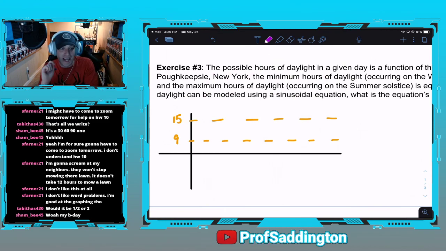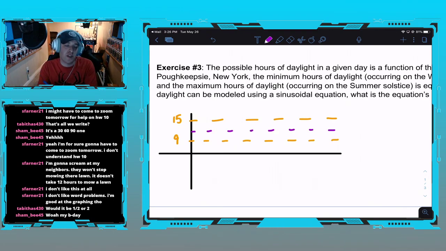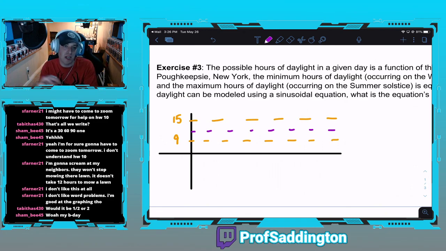So in order to find the amplitude, we need to know what the midline is. So you got to find the midline first before you get to the amplitude. They coincide with each other. They always are together.